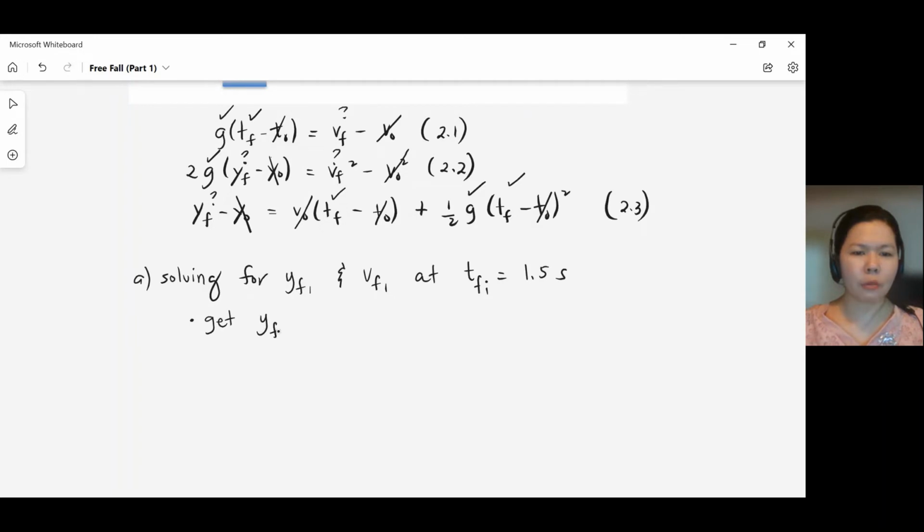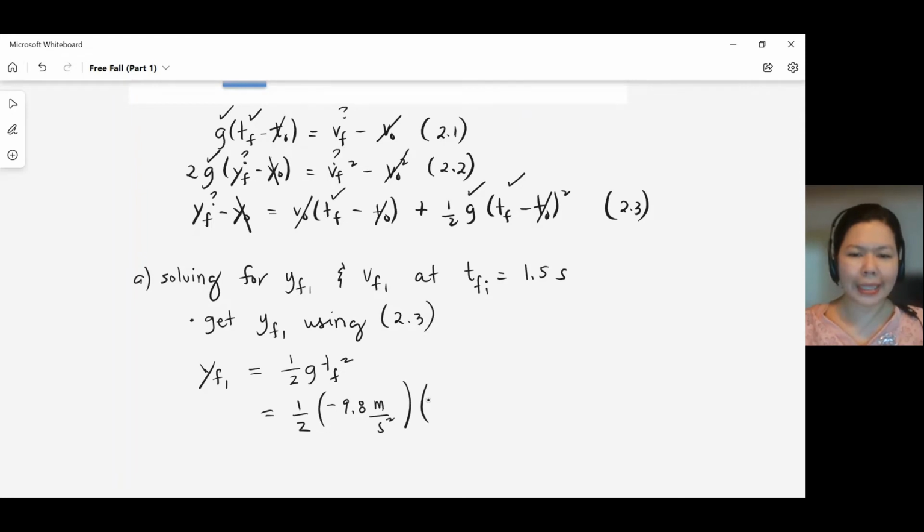Get YF1 using 2.3. So YF1, I'm now placing the subscript. YF1 is equal to just the second term, because the first term on the right side of 2.3 is 0. So we only write the second term, 1/2 G TF squared. Substitute 1/2, G is negative 9.8 meters per second squared, and T final there is at 1.5 seconds, squared.